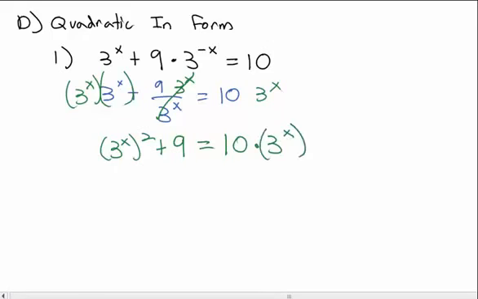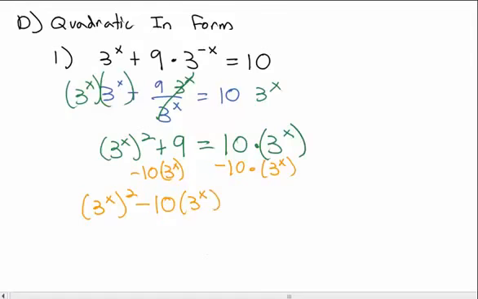And if you think about this almost as a composition, as a function inside a function, the 3 to the x is our variable as we factor and solve this. Because we have a 3 to the x and a 3 to the x squared. So we'll subtract 10 times 3 to the x from both sides. And that gives us 3 to the x squared minus 10, 3 to the x's, plus 9 equals 0.